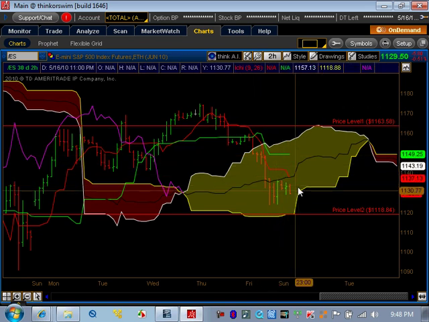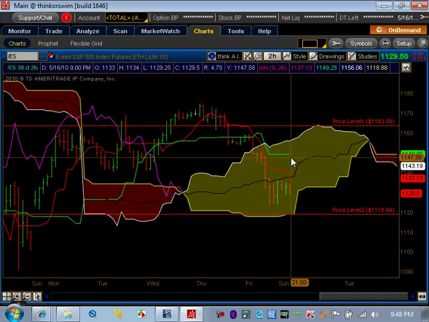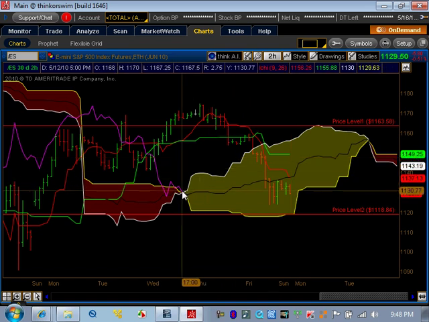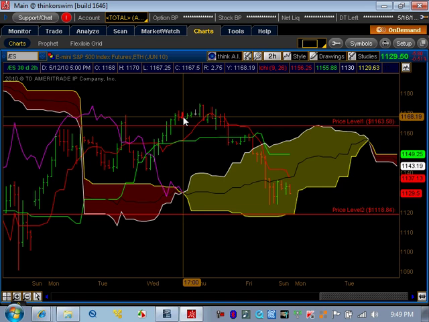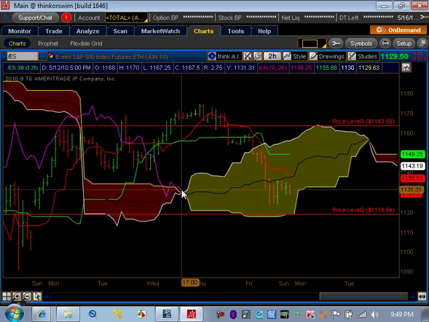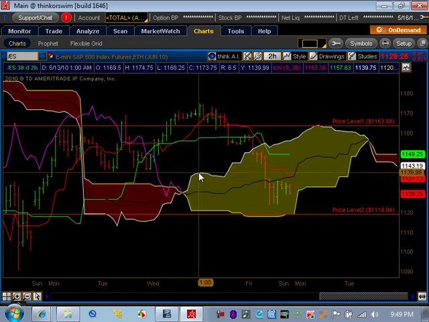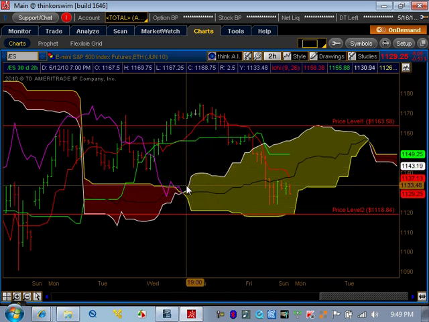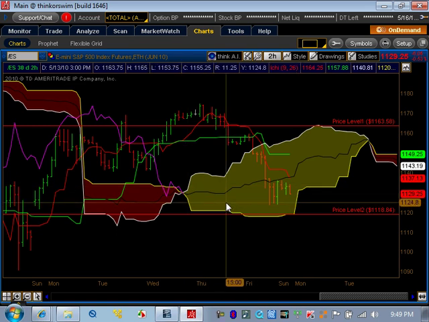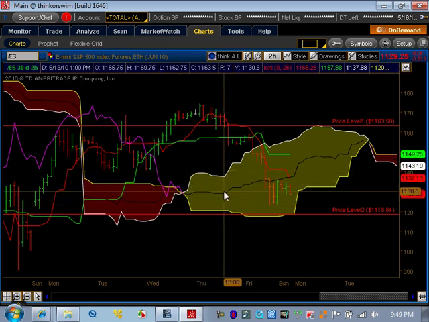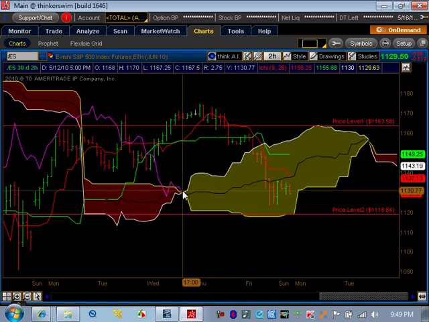Also, if they're in the cloud, that's telling you consolidation, so you don't really want to look at that either. The third rule is the Chikou. Right now, the Chikou is below the price from 26 periods ago, so this is telling you this is bearish. If it was above it, it'd be bullish. And then you have to forecast and see what's ahead. If you draw an imaginary box there, it shows you it's not going to run into price at all. So this is pretty strong bearish.